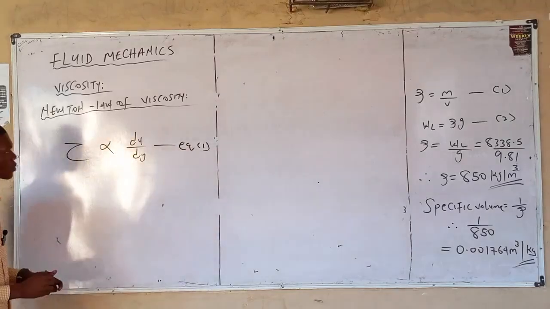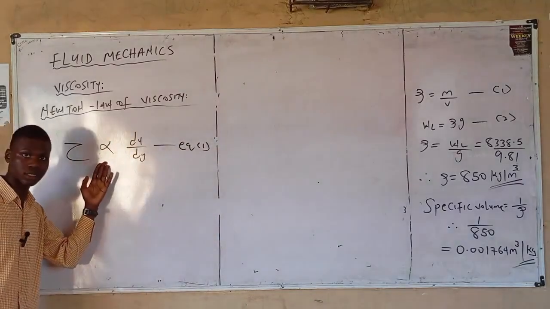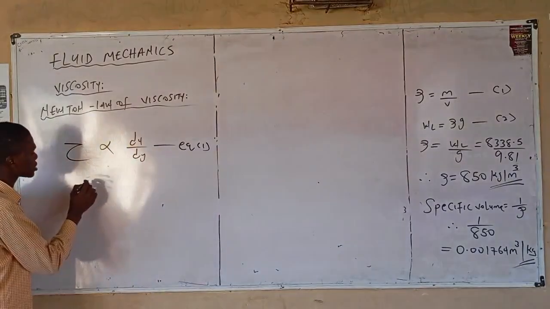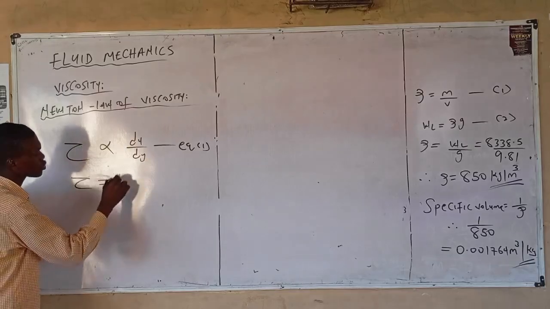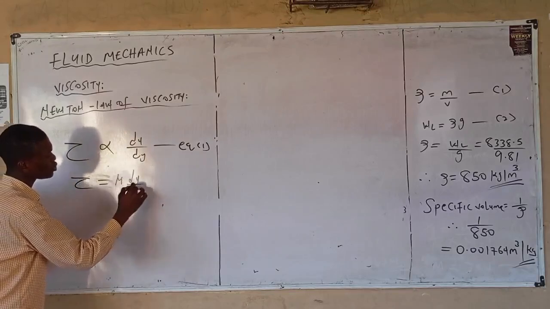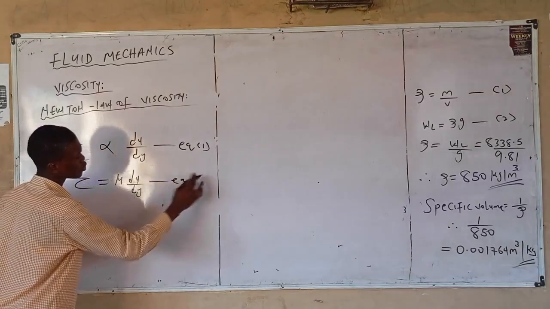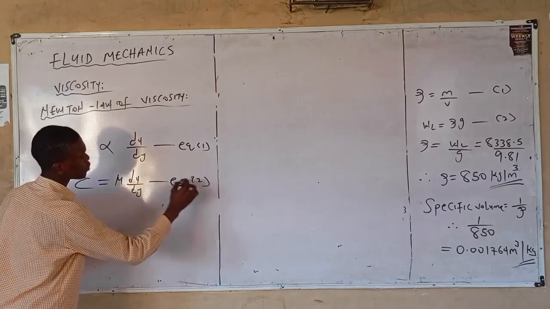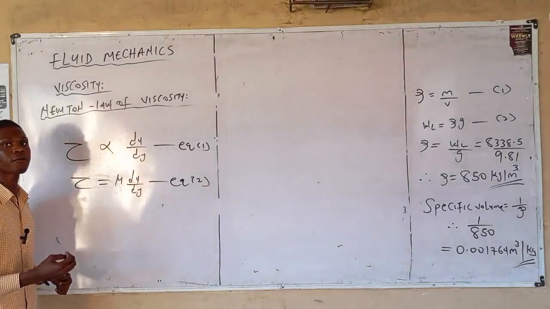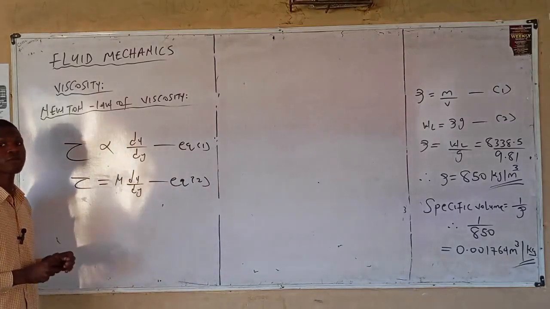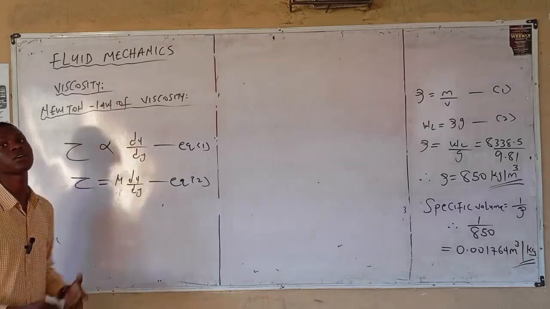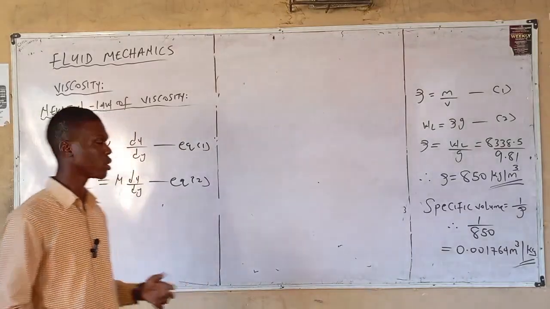From equation 1, I have a proportionality sign. Of course, a constant will come in, right? The constant in this case: we have shear stress equals mu times du over dy. We call this equation 2. From equation 2, this constant is called the coefficient of friction, or the dynamic viscosity, or you simply say viscosity. Anyhow you call it, you are correct.